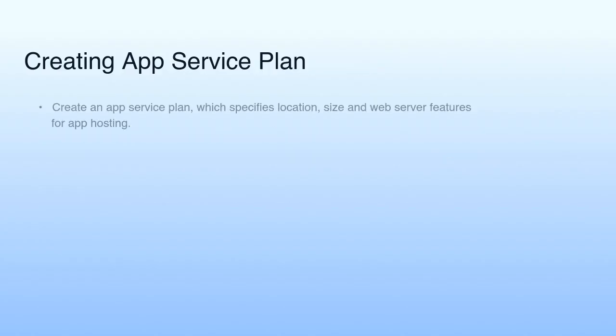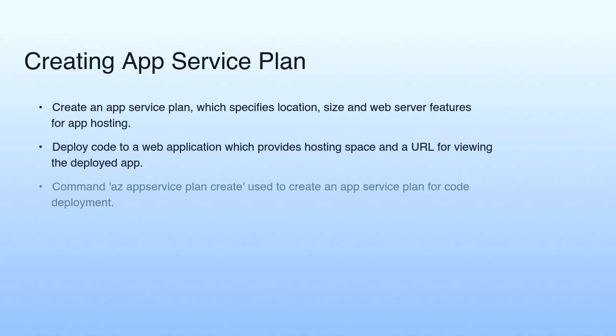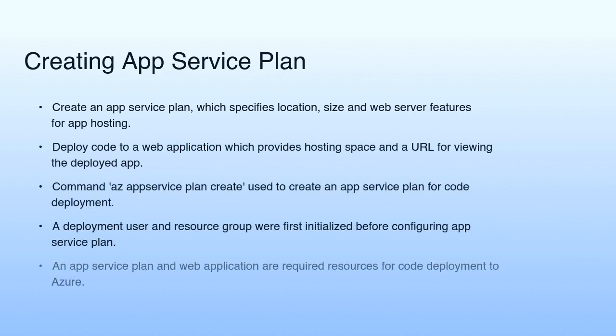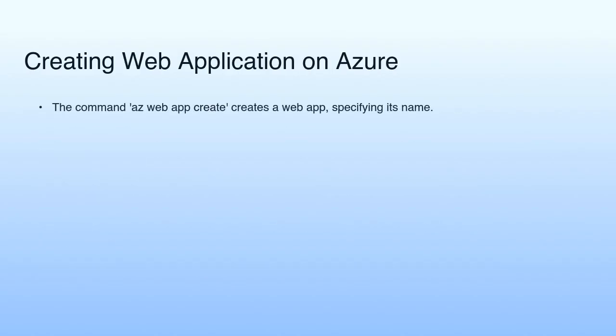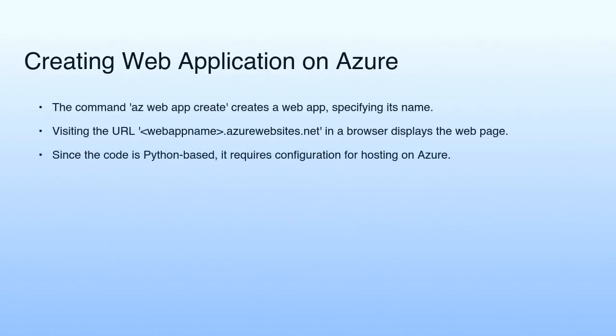Next, we will create a resource group, which acts as a logical container for deploying and managing our Azure resources. This group create command allows us to specify the resource group name and location. To host our code, we need to create an app service plan that determines the location, size, and web server features. The app service plan create command sets up this plan for code deployment.